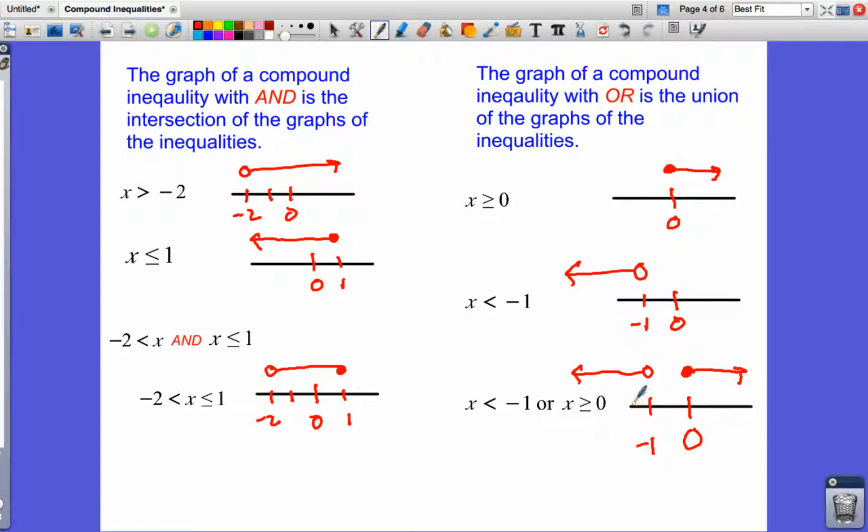This is my solution. That means that x can be any number that's less than -1, so all these numbers that go on infinitely all the way to the left, or all these numbers that are bigger than 0 to the right. Okay, that's my solution. That's the OR. So x cannot be any of these numbers in between because these are not included in the solution set.